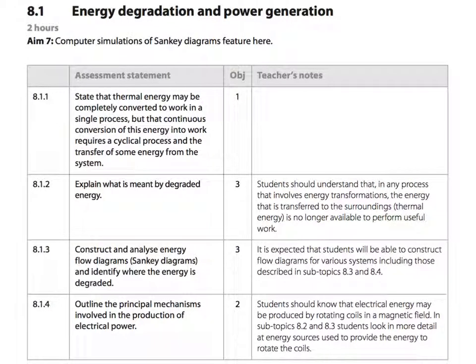If you take a look at the IB Physics Guide for topic 8.1, you can see there are 4 subtopics. Topic 8.1.1 says, state that thermal energy may be completely converted to work in a single process, but that continuous conversion of this energy into work requires a cyclical process and the transfer of some energy from the system.